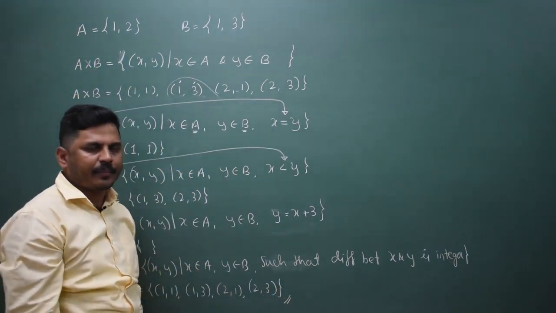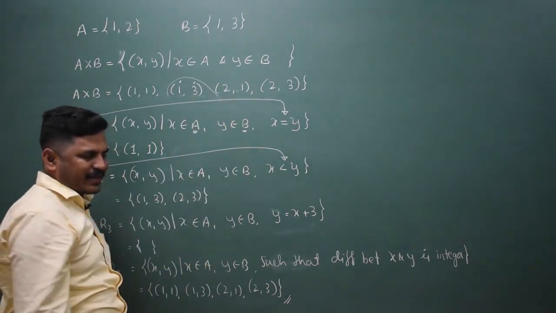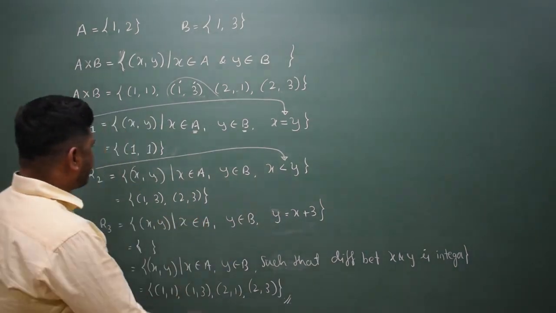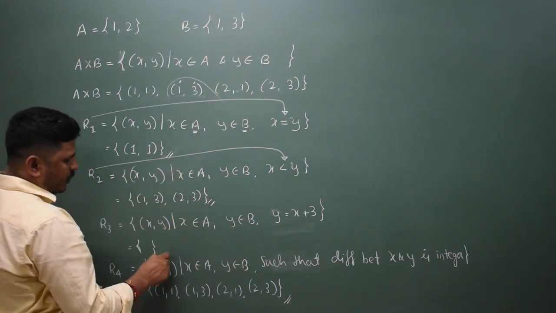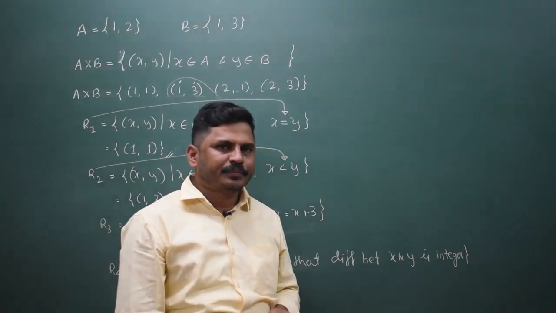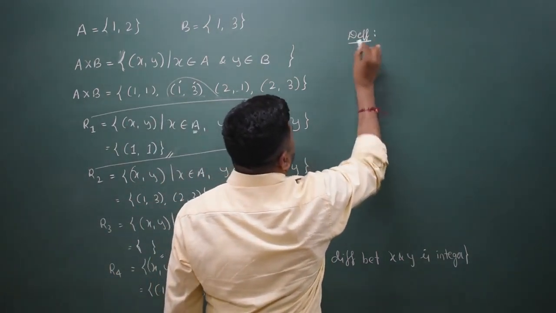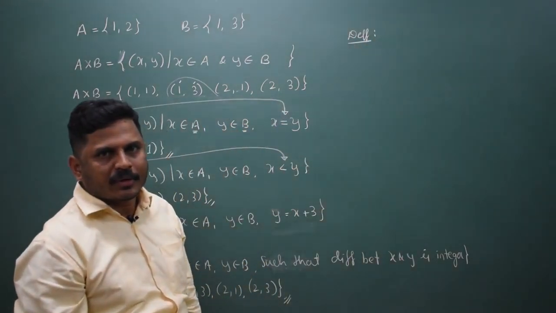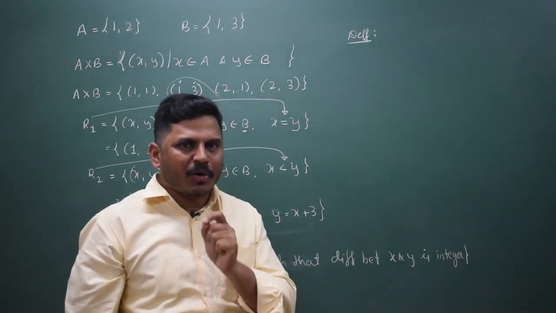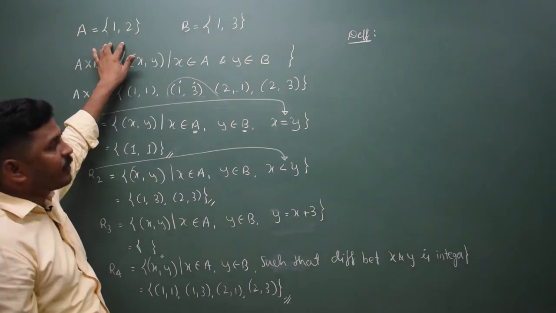Right? So now after studying all these examples, I wrote R1, R2, R3, R4. Can you tell me, by seeing these elements, the definition of the relation? The definition of the relation is: a relation is a subset of A cross B. Look, everything written here are subsets of A cross B.